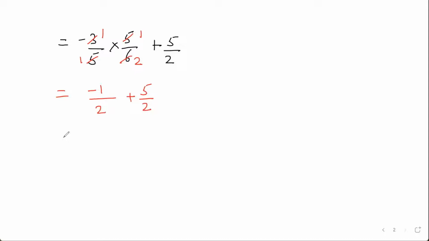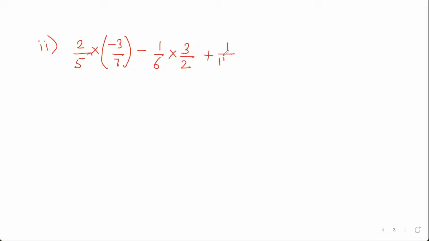Again, we are having same denominators. That means they are like terms. So we can simply add the numerators like this. It would be 4 upon 2. 2 ones are 2, 2 twos are 4. That is 2 upon 1, that is 2 only. So this would be our answer of first question, first part. I hope this is clear. We'll discuss second part also. It would be more clear to you.